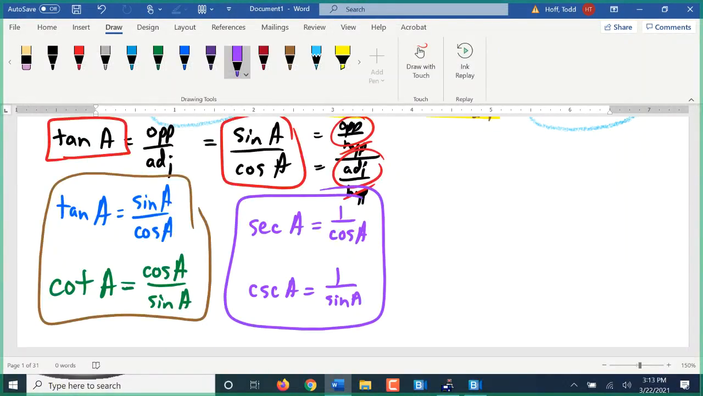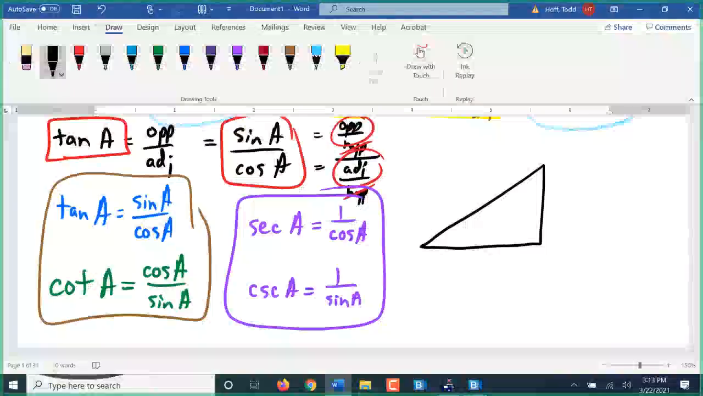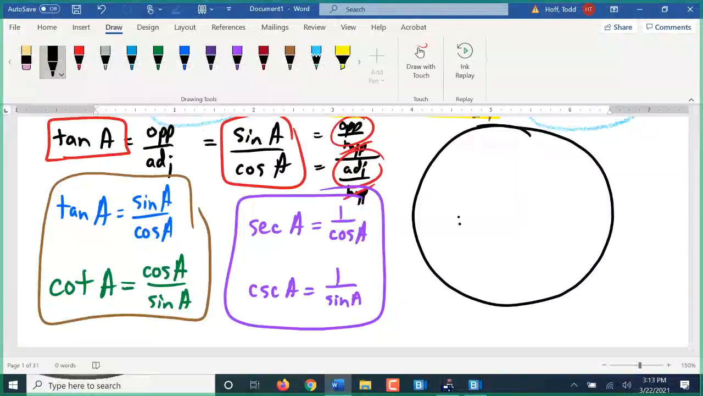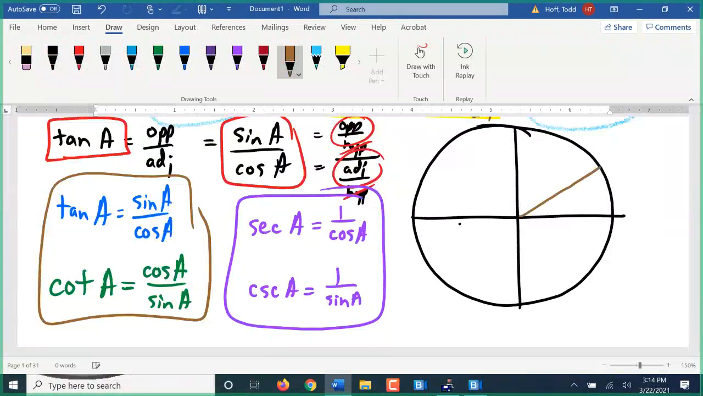Well, there's one more identity that I want to look at. From the unit circle. Pretend that's a circle. What's the length of that little brown line I just drew in? 1, because the unit circle has a radius of 1. This is my angle here. I'll just call it angle A.